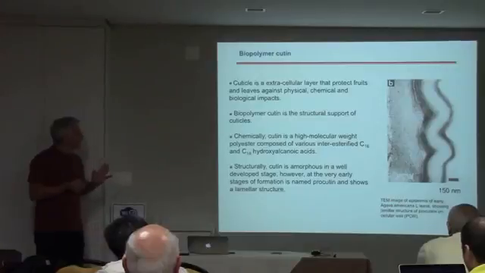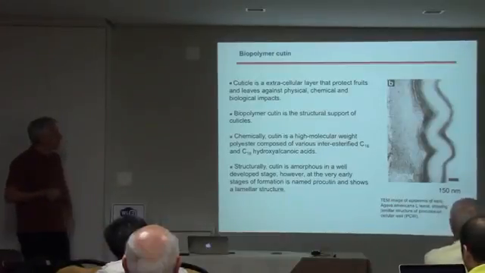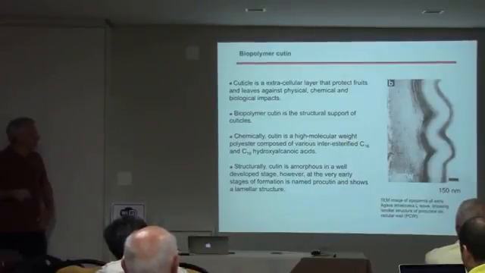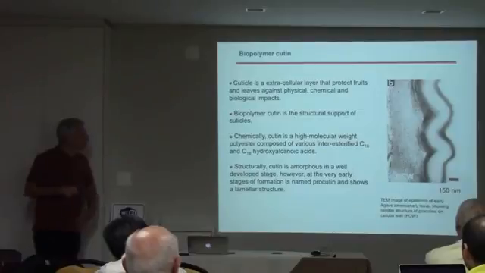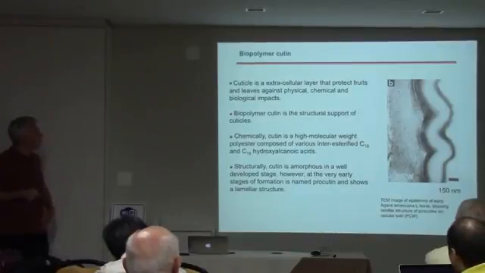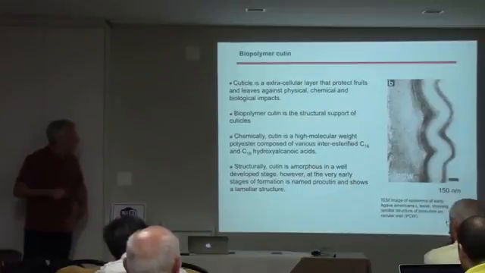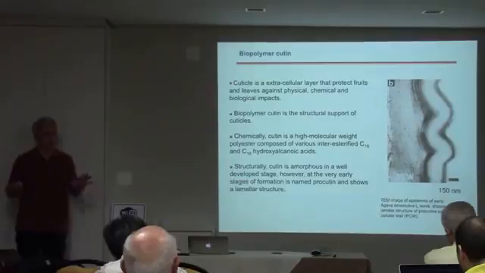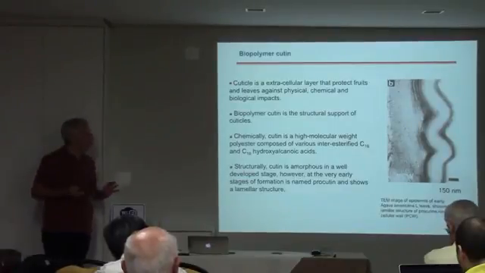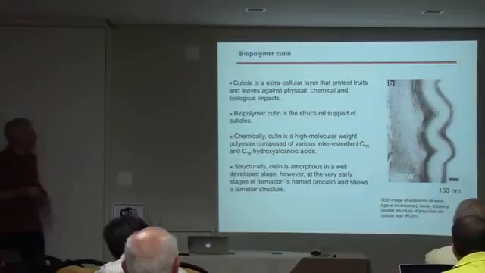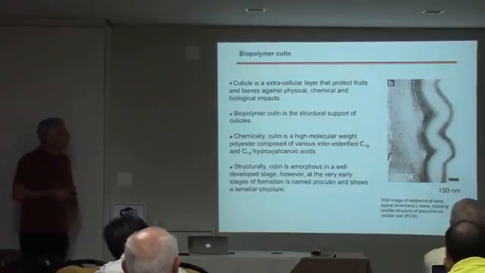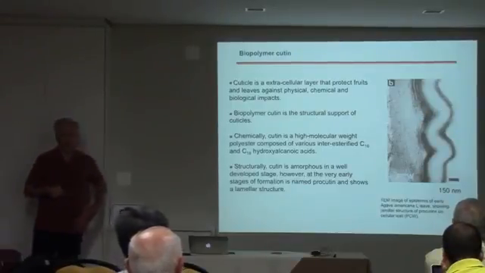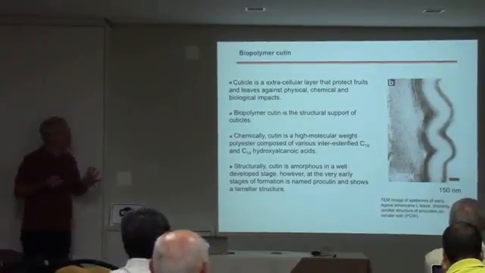So cutin is a biopolymer that is a high molecular weight polyester formed by different hydroxyalkanoic acids. And the interesting thing for this system is that cutin is amorphous when we look at the fruit or the leaf. But initially, at the early stages, it forms a lamellar structure. This is the key point for my talk.